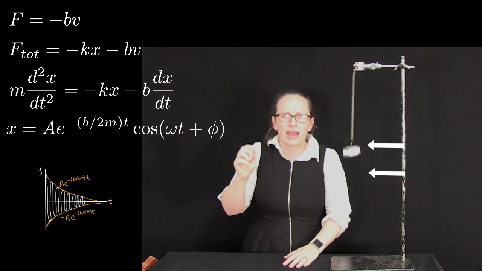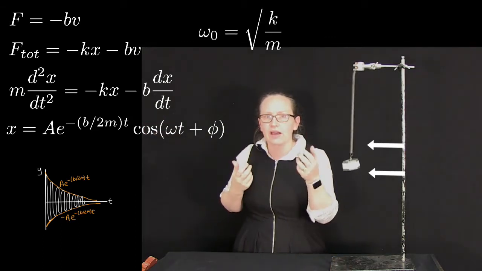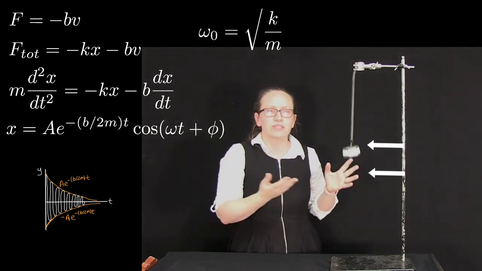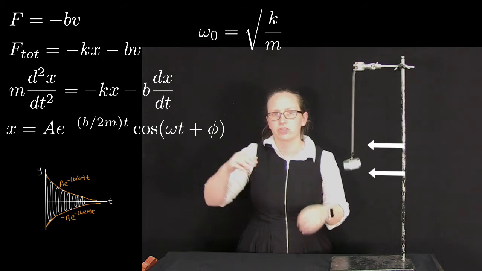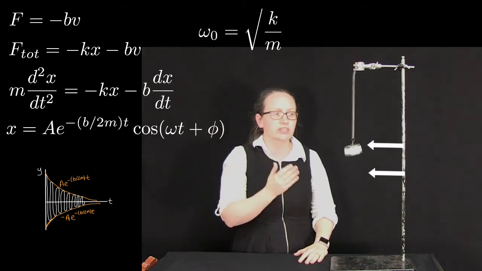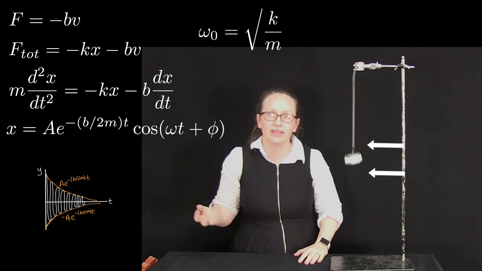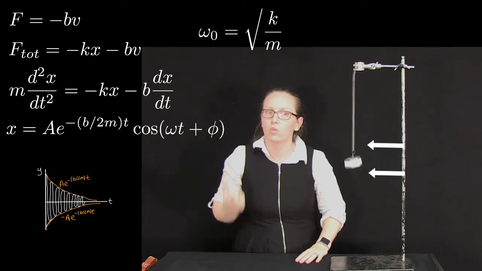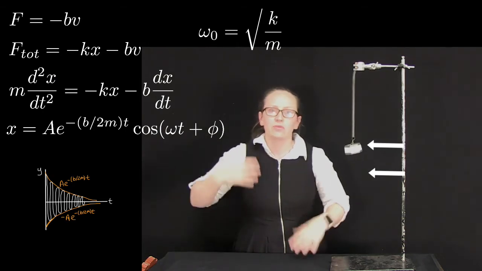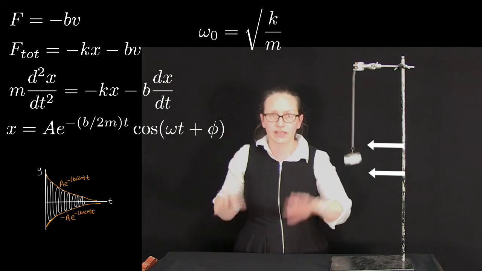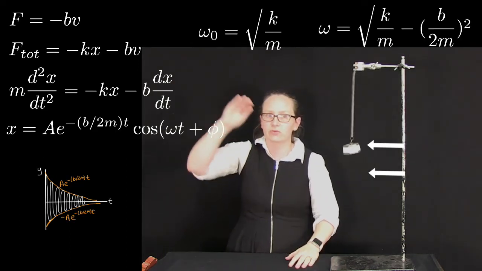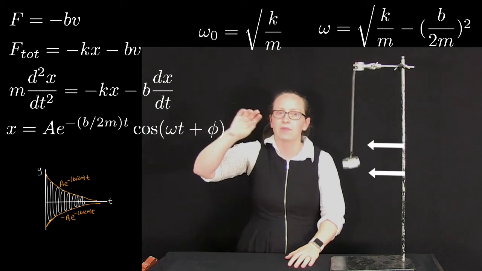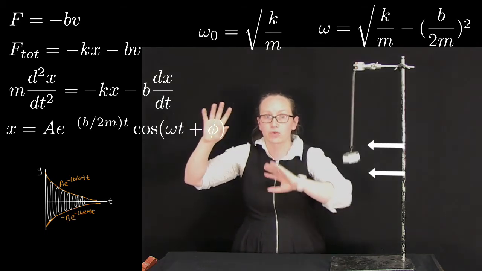But we also have to actually change omega a little bit. For our normal simple harmonic motion without the damping, we had ω equal to the square root of k on m, which is just the natural frequency for the spring. It's the frequency that the spring wants to oscillate at. When we include the damping, it's complicated, but we end up with ω equal to the square root of k on m minus (b over 2m) all squared.